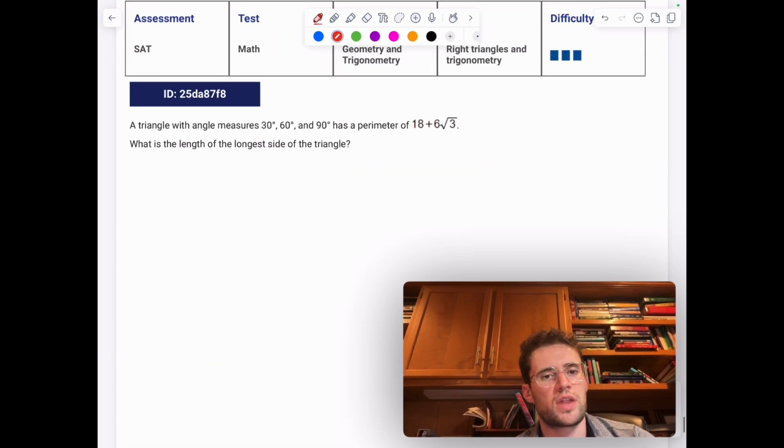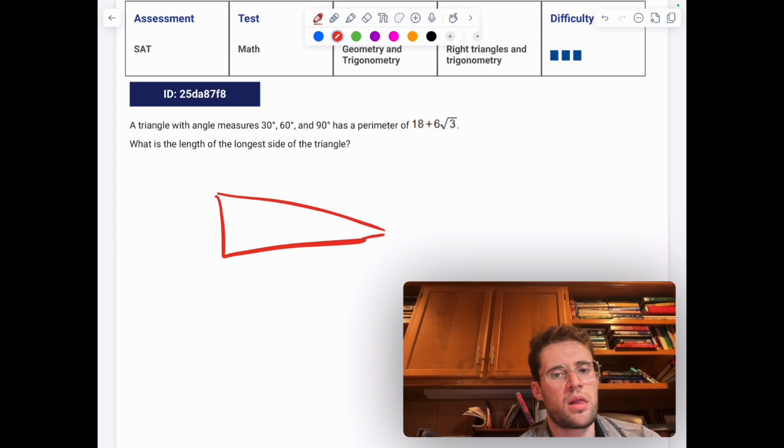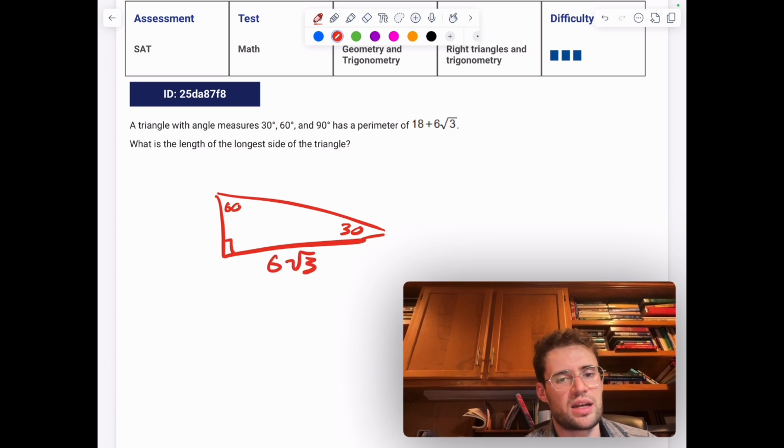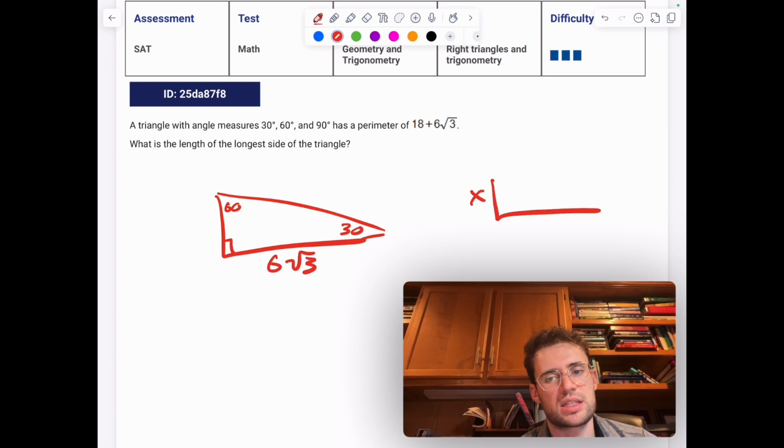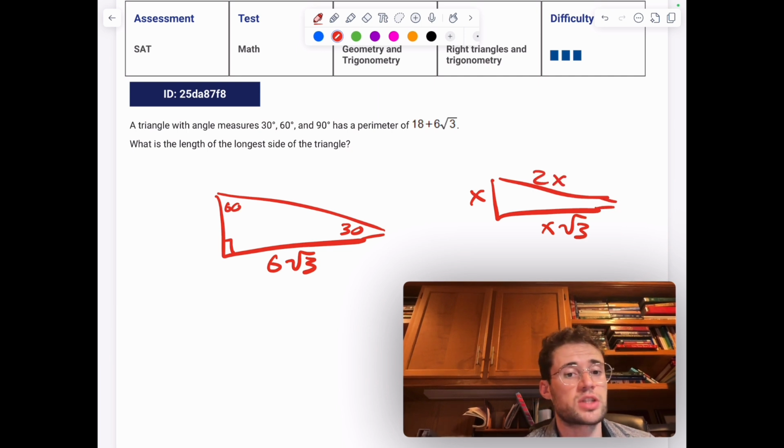A triangle with an angle measure of 30, 60, 90 has a perimeter. Okay, so this is a special right triangle. 30, 60, 90 has a perimeter of 18 plus 6 root 3. What is the length of the longest side of the triangle? Okay, well, the 6 root 3 is this side, because the ratio of the sides is x, x root 3, and 2x. And you could say, well, it's possible that the square root of 3 is both of these and that the integer would be this one.